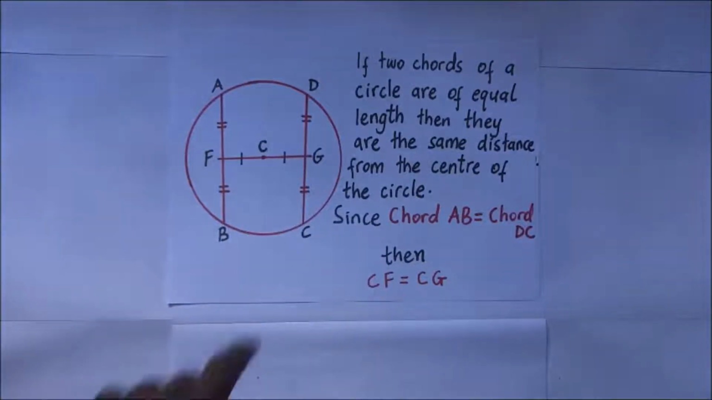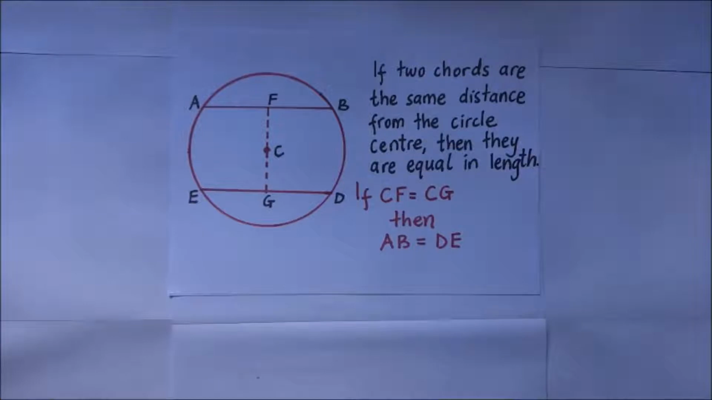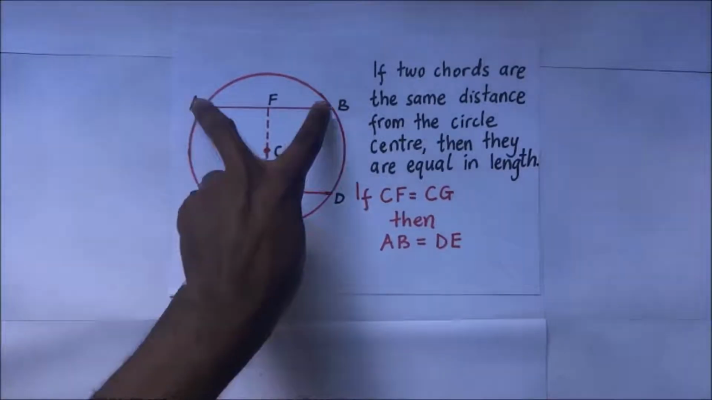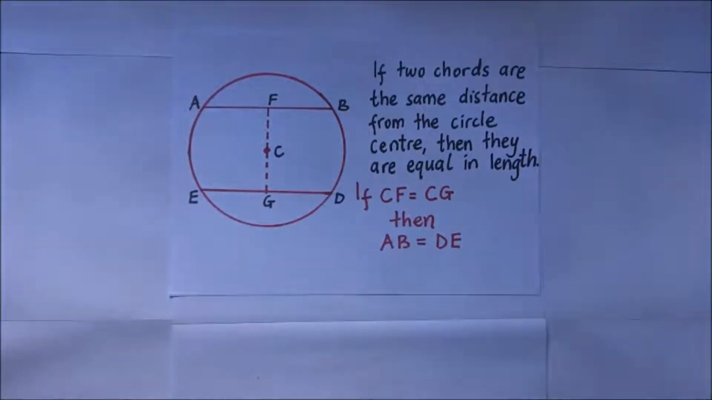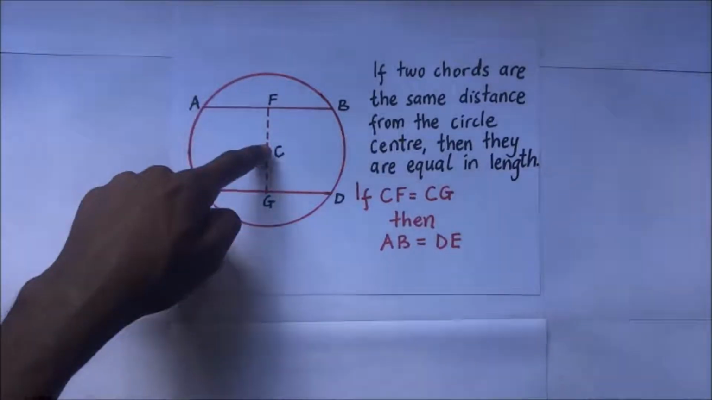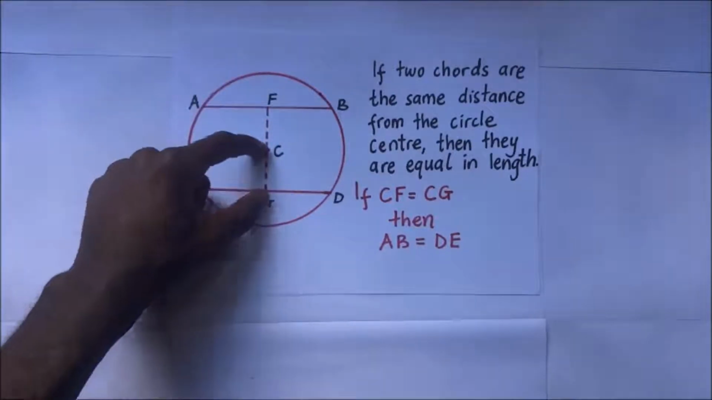Now our next property is just the reverse of this. Our next property is telling us that if two chords are the same length, then they have the same distance from the center. So if we're having chord AB and chord ED, and these two chords are the same length, then it means that the distance they are from the center is the same. And so in this case, FC is the same as CG.